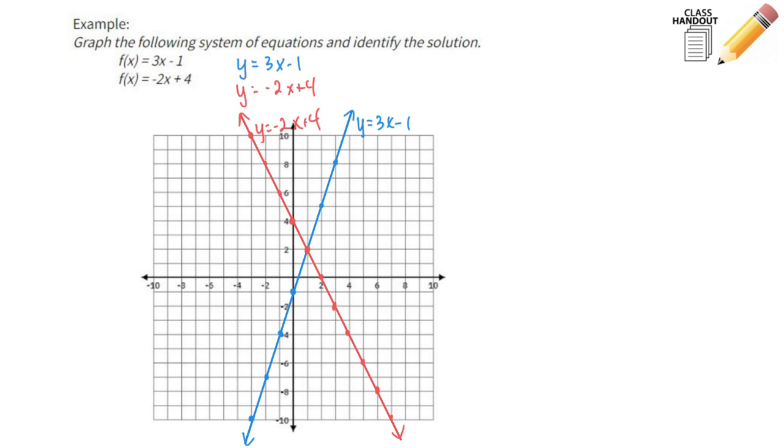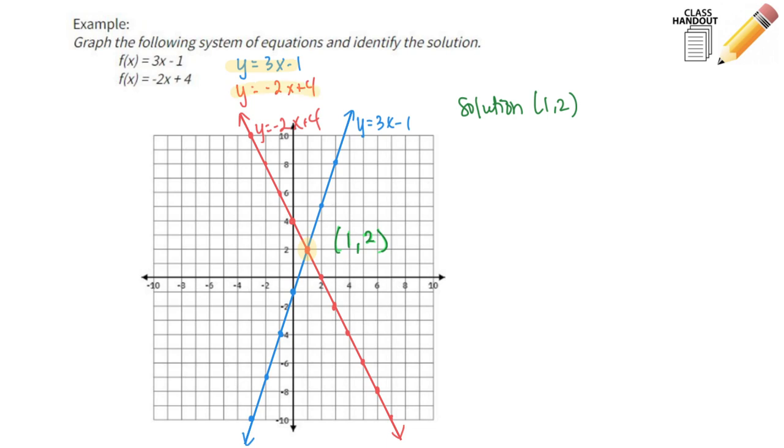Now for our solution, we're going to look for the point of intersection. As I can see, my graphs cross here, and the coordinates of that point are 1, 2. Let me do that in a little bit of a darker color. So 1, 2. That means my solution is 1, 2. What we also want to do, and would be a good idea, is remember that the solution is the set of values for the point that makes both equations true.